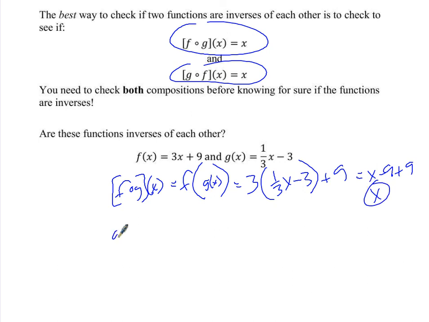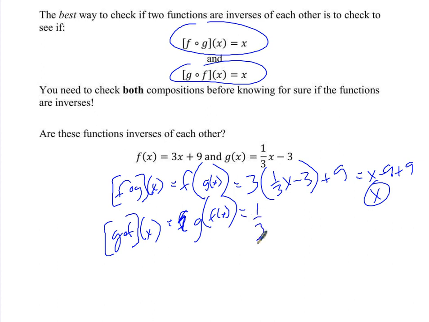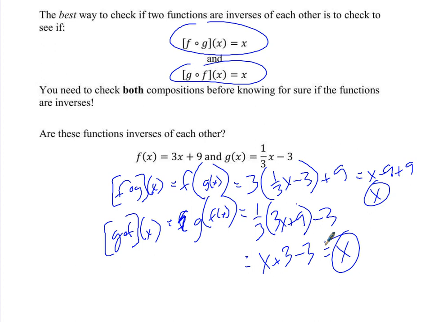We got to do g of f as well. So g composed of f of x. So what do I get? Okay, so 1/3 distributed in gives me, which is, and there you go. So these two functions are inverses of each other.